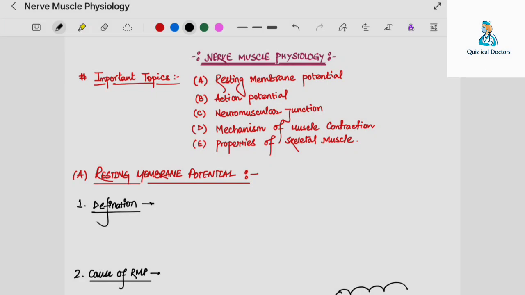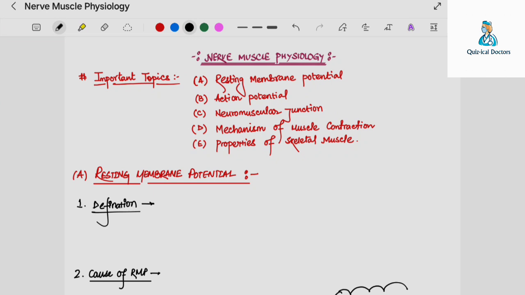We are going to understand the topics of nerve muscle physiology. In this 1.5 hour, we will try to cover all the concepts according to the important topics regarding the first professional exams, irrespective of the universities, right? What are the important topics?